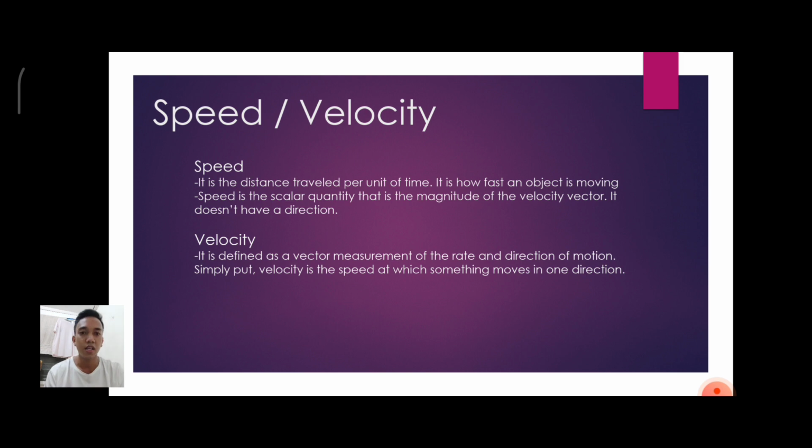Speed and velocity. Speed is the distance traveled per unit of time. It is how fast an object is moving. Speed is a scalar quantity that is the magnitude of the velocity vector. It doesn't have a direction. Velocity. It is defined as a vector measurement of the rate and direction of motion. Simply put, velocity is the speed at which something moves in one direction.